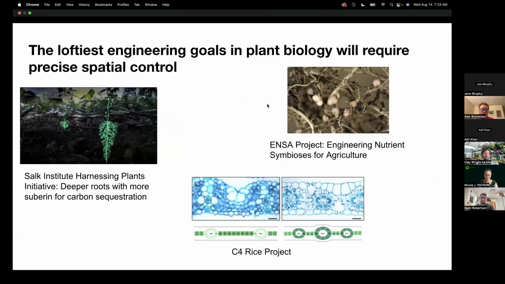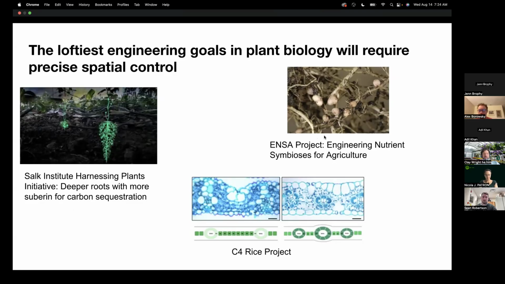This is really important because some of the biggest goals that we have in plant biology will require precise spatial control. I've highlighted three here that have really attracted a large amount of funding, but a lot of goals that plant biologists have will require this level of control that we need these synthetic tools to create. One example is from the Salk Institute. They're trying to develop plants that have deeper roots with more suberin to sequester carbon.